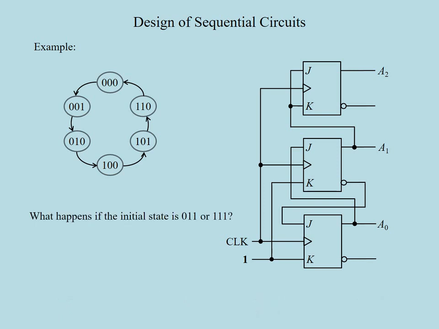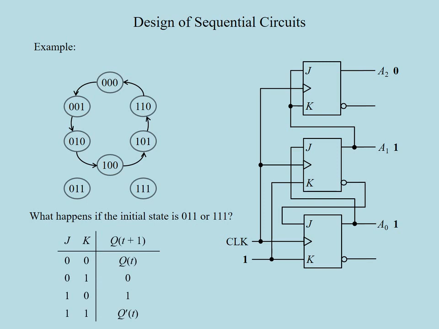A relevant question at this point is what happens if the initial state is one of the unused states, that is 3 or 7. To check this, we assume that the state of the counter is 0, 1, 1 and find the flip-flop inputs to determine the next state. To do this, we recall the characteristic table of the JK flip-flop. The inputs of the A2 flip-flop are both 1 because they are determined by A1. Therefore, this flip-flop will change its state to the complement of the present state, that is, to 1.